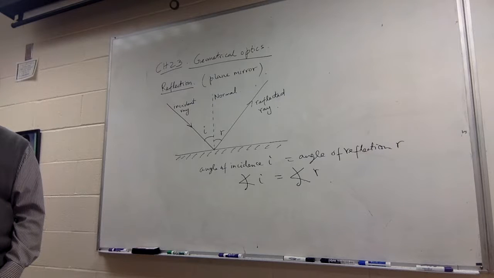What allows a mirror to not absorb the light and just reflect it back?